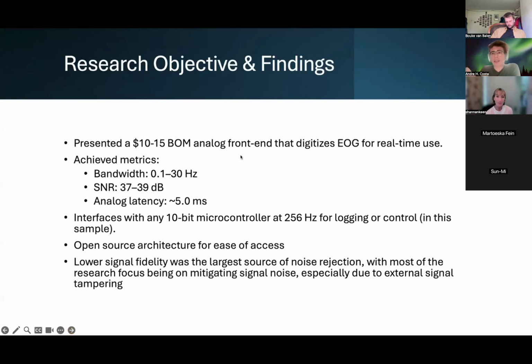So our objectives, as I mentioned earlier, were a budget of $10 to $15 per product, and EOGs just simplify your muscle movements, so it'll interface with any microcontroller. At least in our experience, we tested it with about 3 different Arduino types, and our signal to noise ratio, which is the difference between signal and noise, was around 37 to 39 decibels, which we believe is fairly high fidelity and can reduce a lot of disparities in the signal processing.